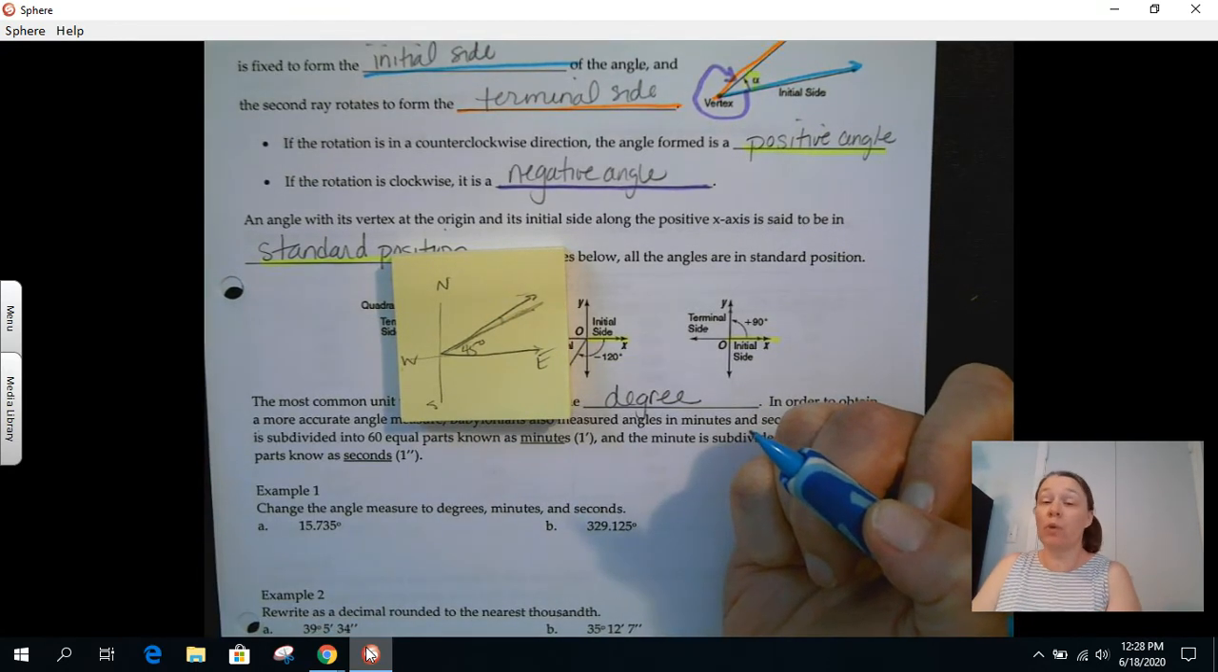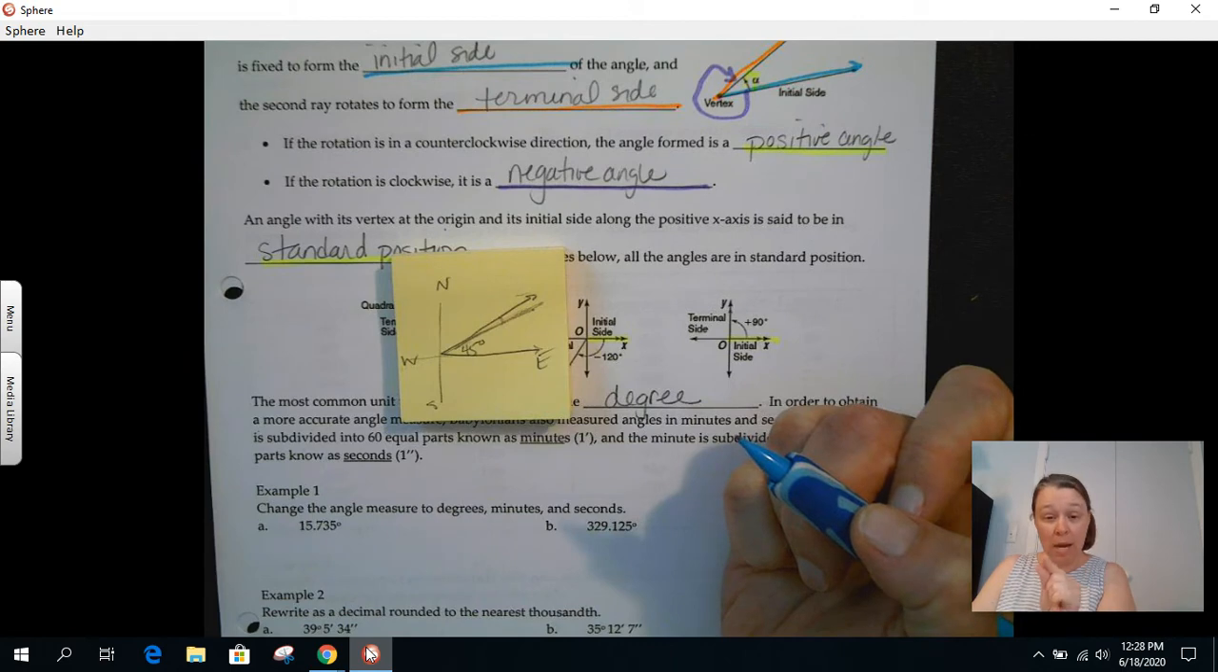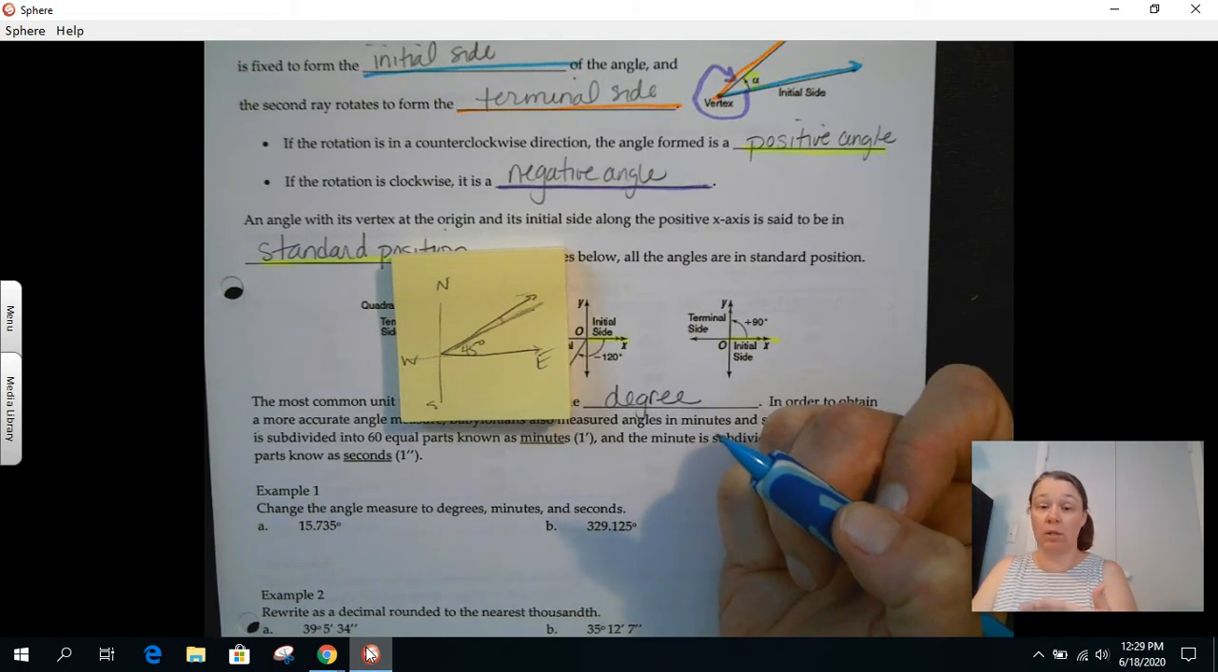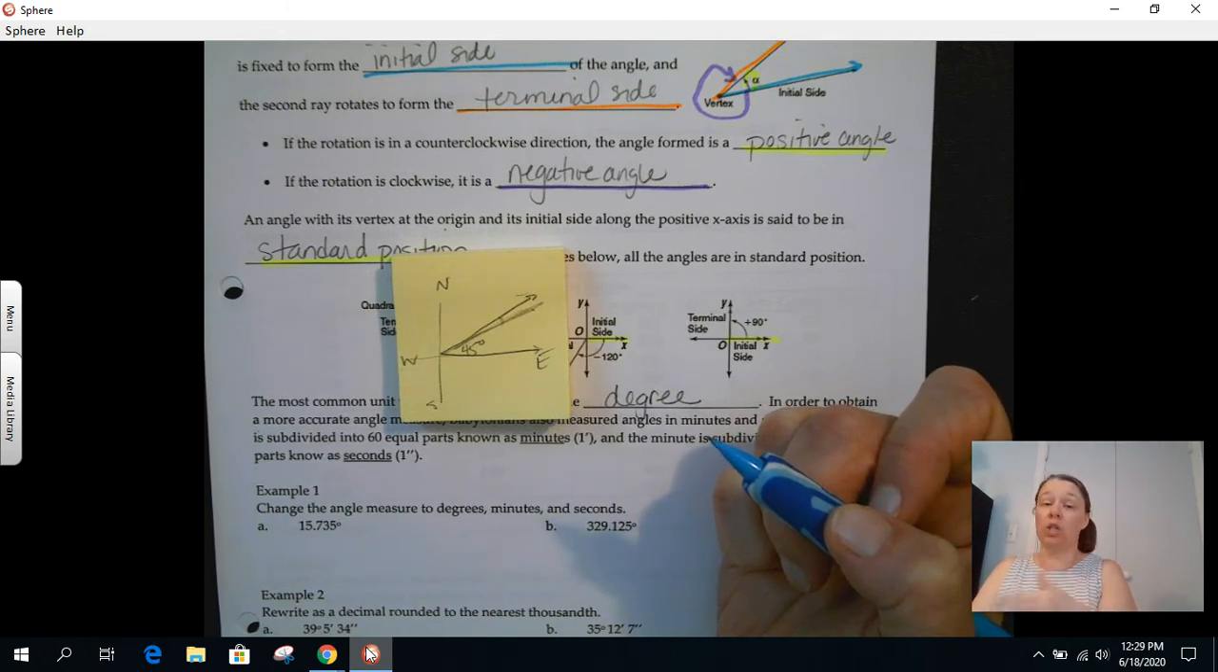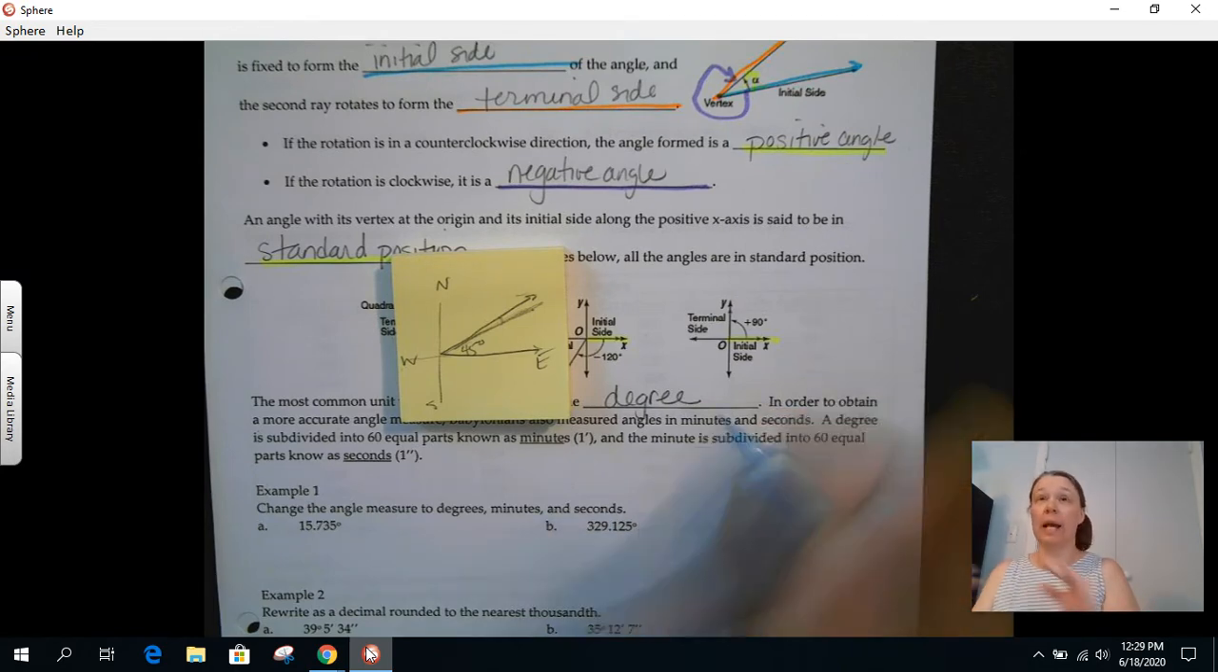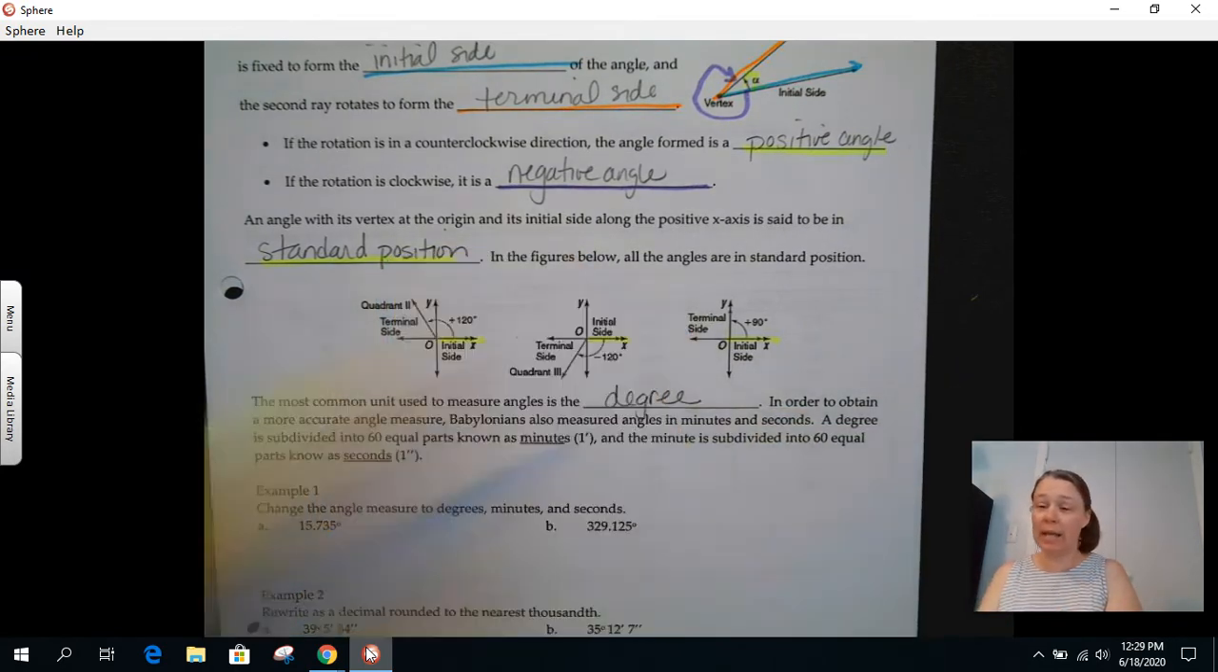Well, then they wanted to be even more precise than that. And they took each minute and subdivided it into 60 seconds. So kind of like our clocks are based off of that, right? So they took each degree and split it into 60 minutes. And then they took each minute and split it into 60 seconds. And that allowed them to be more precise because they had not defined decimals yet.